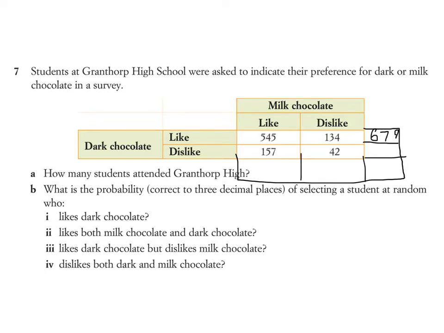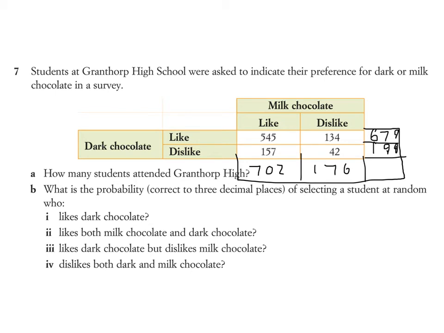679. The people who dislike chocolate will have to add this number here and this number here across to get our total, which is 199. We do the same thing with milk chocolate. The people who like it are these people, and we add that number together, and we get 702. And people who dislike it are a total of 176.